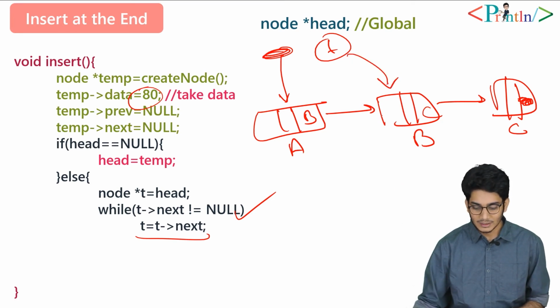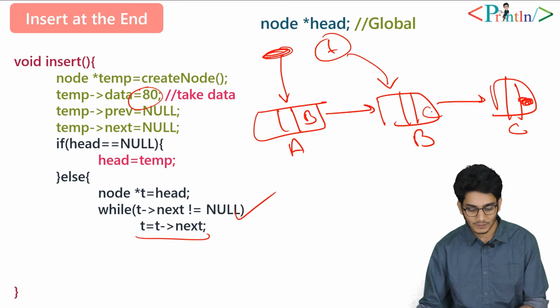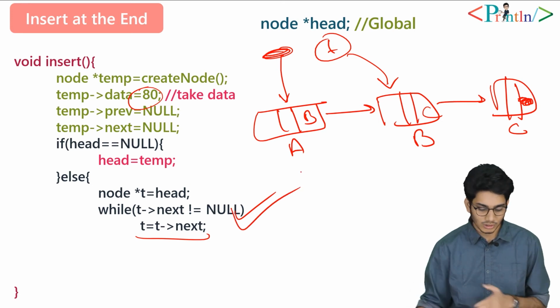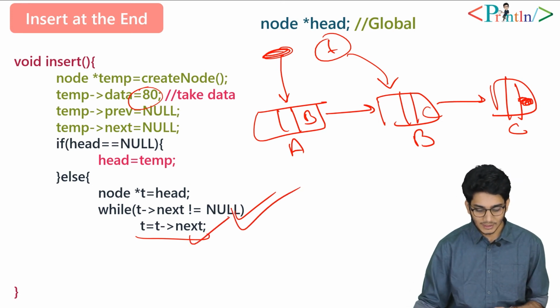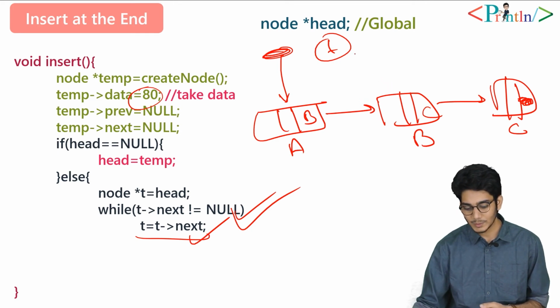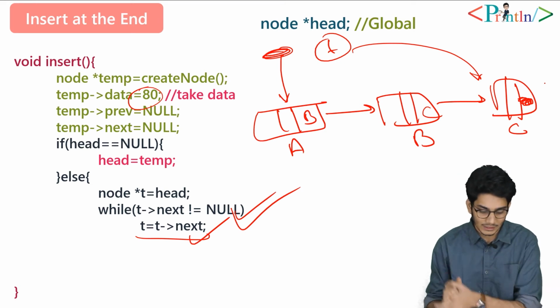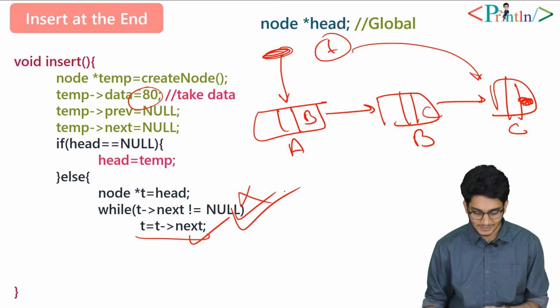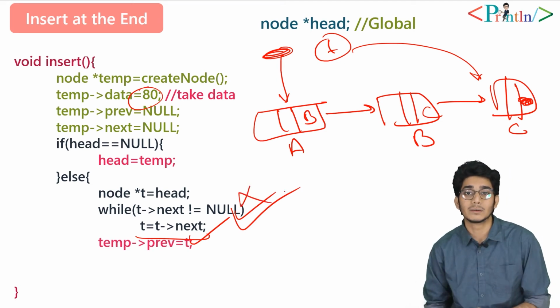Now in T next we have C over here. So this portion will also be executed. Then we'll again move the T node. Now T will be pointing to the last node. But in this case, at last we have null over here. So this portion won't be executed. The loop will be terminated.